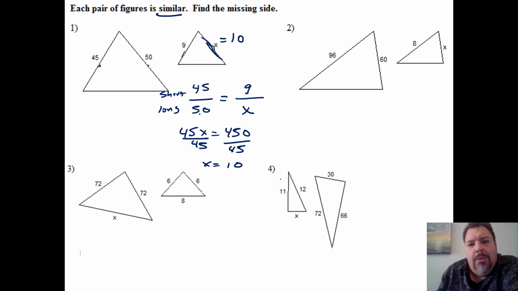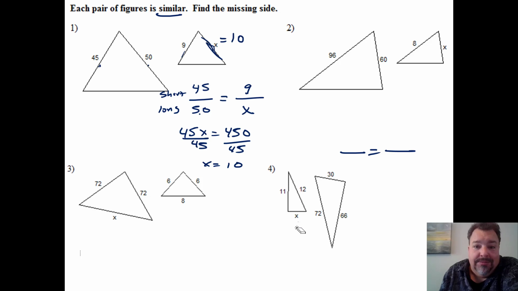I'll do one more here, for number 4. Now you've got more information than what you actually need, because when we set up a proportion, we only need 1, 2, 3, 4 numbers, four things to put in our proportion. So for number 4 and also for number 3, you've got extra information. Now you have to use the x, because that's what we want to solve for.